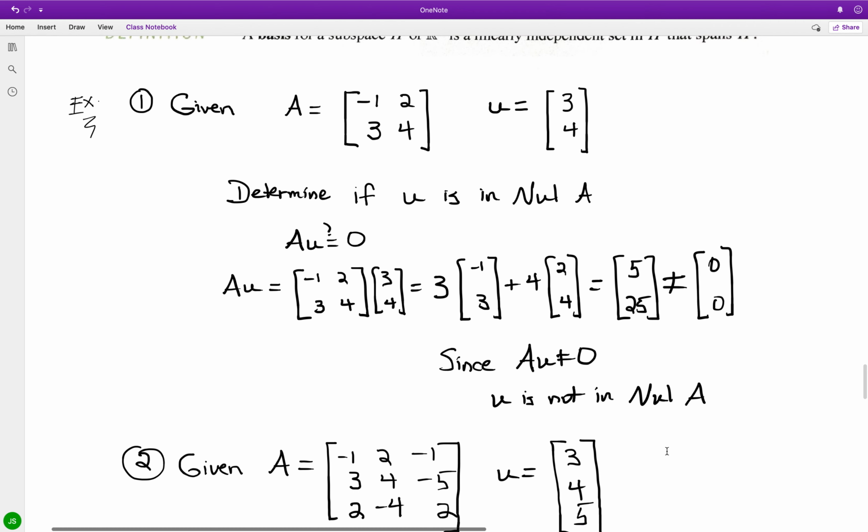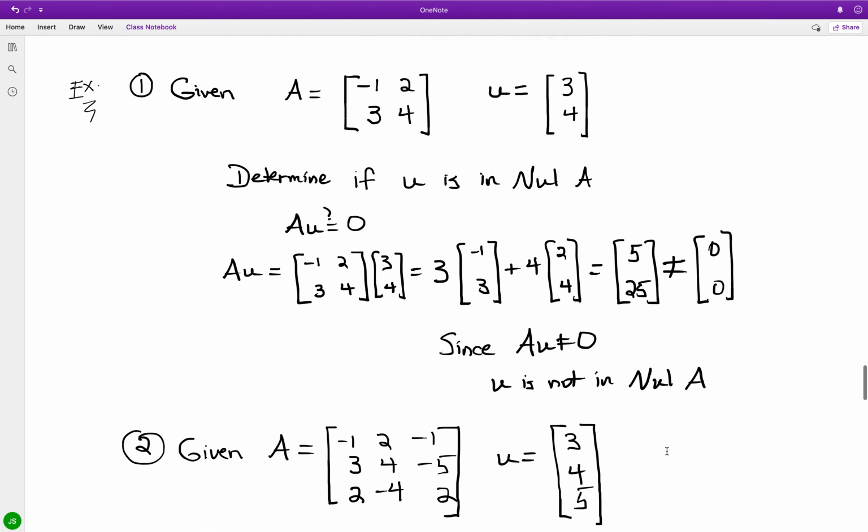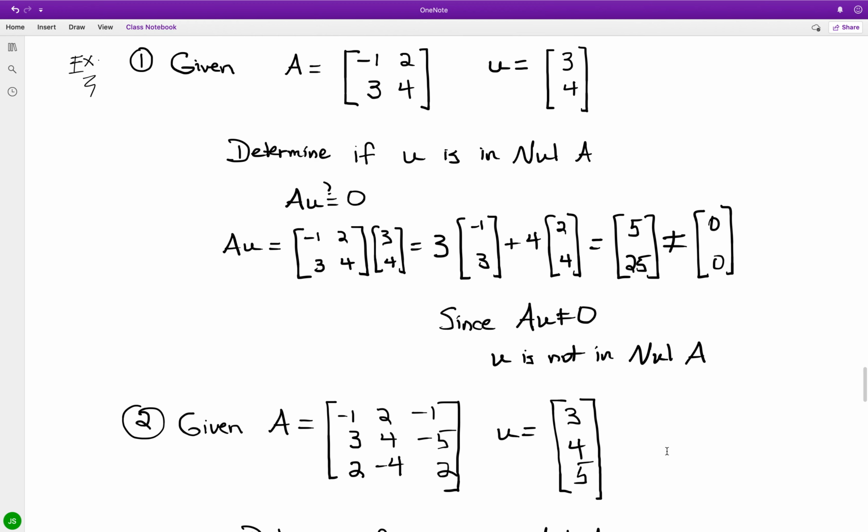Now, if we look at the next go-round, say we're given A equal to -2, -1, 3, 4, -5, 2, -4, 2.